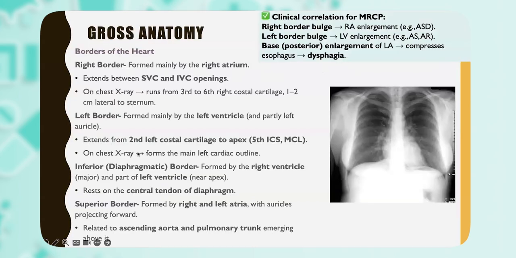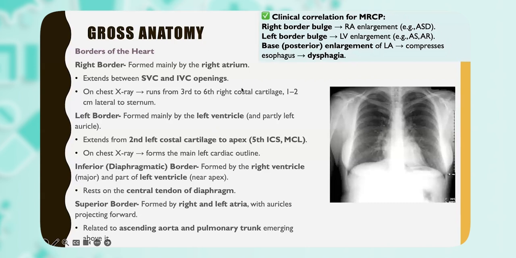Yeah, so the answer is indeed left atrium. The left atrium enlarges and presses posteriorly over the esophagus. And there is dysphagia while swallowing. So coming to the gross anatomy of heart, borders of the heart, as you all know, I have kept a X-ray on the side. This is a normal X-ray of a completely normal individual because most of these border questions they come in reference to the X-ray.